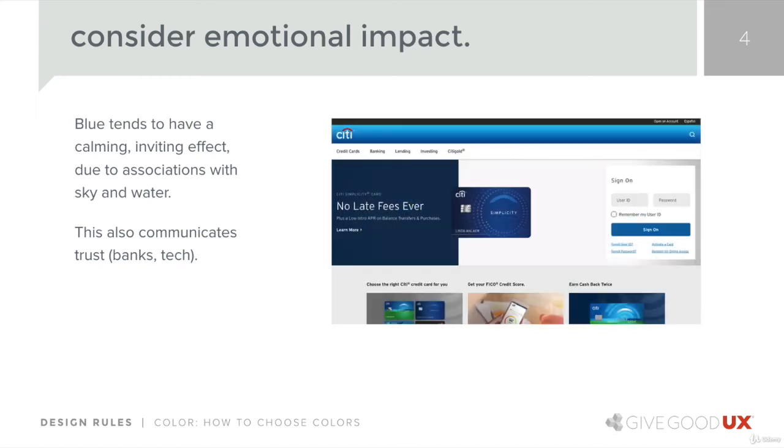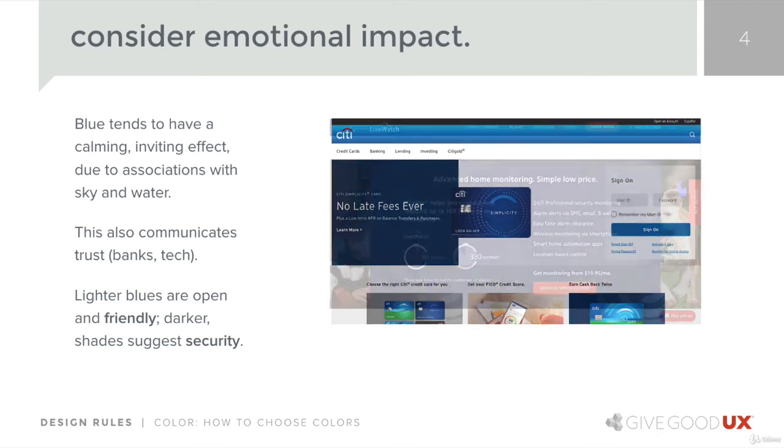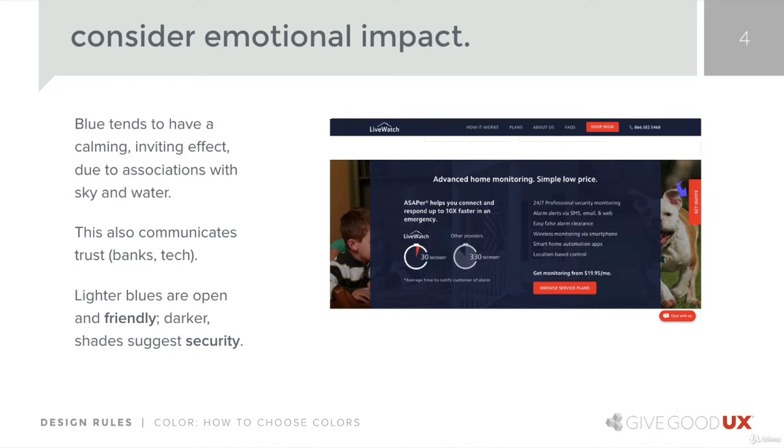Citibank, no late fees ever. Same thing. Look how much blue we've got going on here. All right, from the card itself to the bar at the top to the text area on the left to the sign-on button. They're carrying that through. Blue, it's calm, it's steady, it's reliable, it's trustworthy. When you see lighter blues, they're usually a little more open, a little more friendly. Darker shades are very suggestive of security, of trust, of solidity, of reliability, no worries. Here's a perfect example. We're using a very dark blue for a home alarm company, home monitoring, LiveWatch. Advanced home monitoring, simple, low price. All right, again, security is what's being communicated here. We've got your back. There's nothing to worry about.